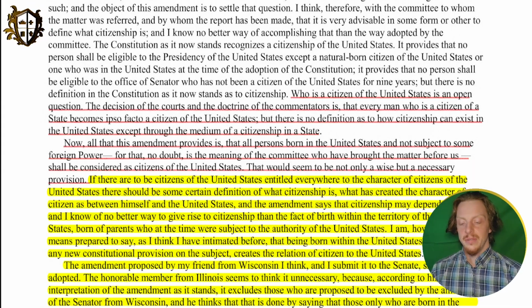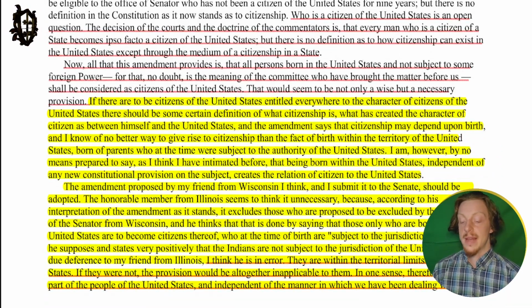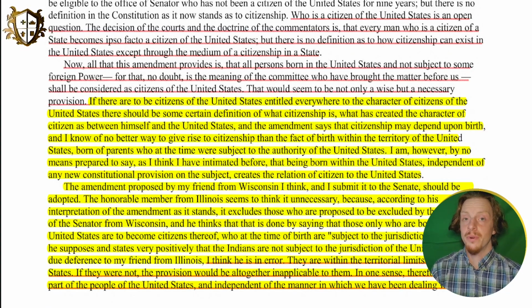Ipso facto, a citizen of the United States. But there is no definition as to how citizenship can exist in the United States except through the medium of a citizenship in a state. Now, all that this amendment provides is that all persons born in the United States and not subject to some foreign power, that's how they're defining that second requirement, and subject to the jurisdiction thereof, as long as you're not subject to some other foreign power.